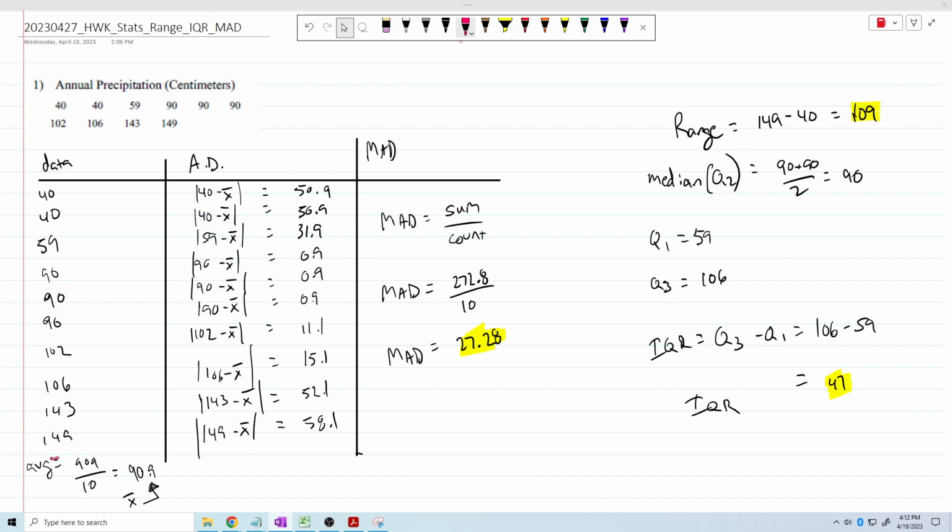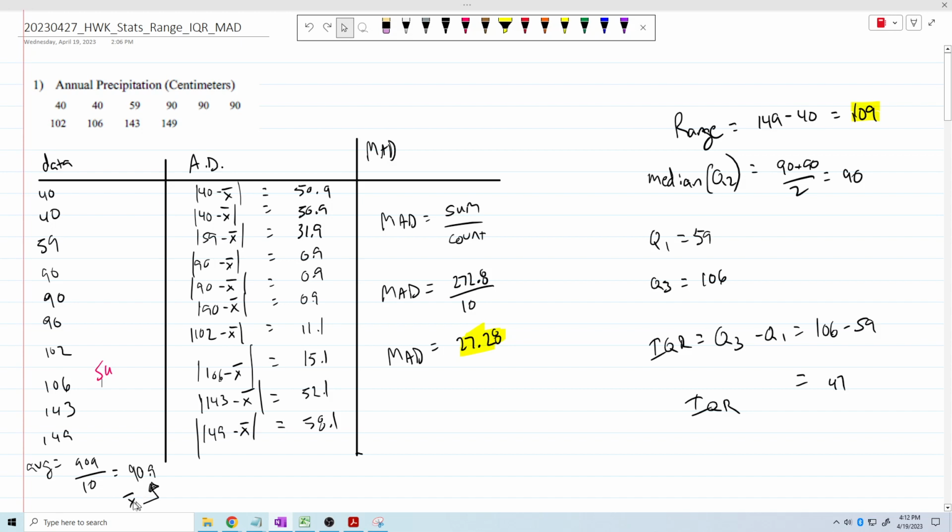I just took the mean, or the average, of my given data points. And again, average is sum divided by count. So anyways, I just took the mean of my original data points and I got a mean.